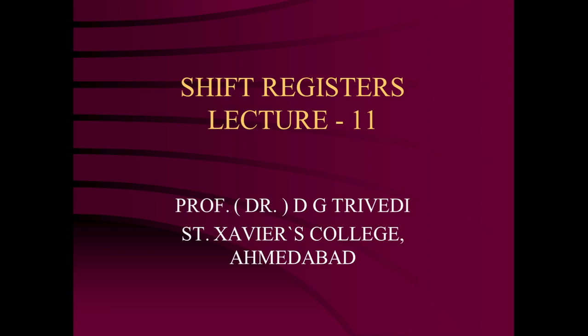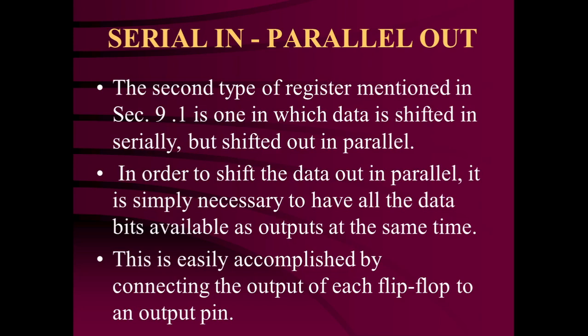Now, the second type of shift register, that is serial in, parallel out, we are going to study in this particular lecture. What is serial in? Data bits will be entered one by one into the register, either from LSB or MSB. On every clock pulse, one bit will be entered into the shift register.